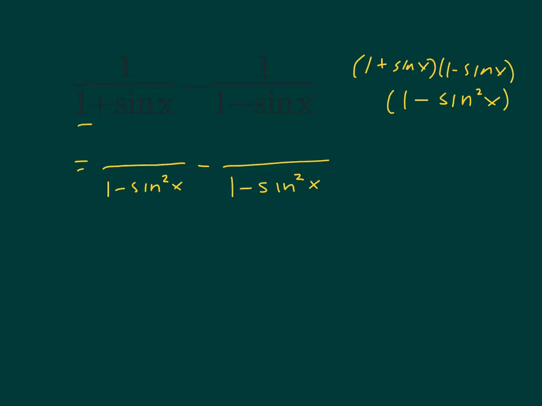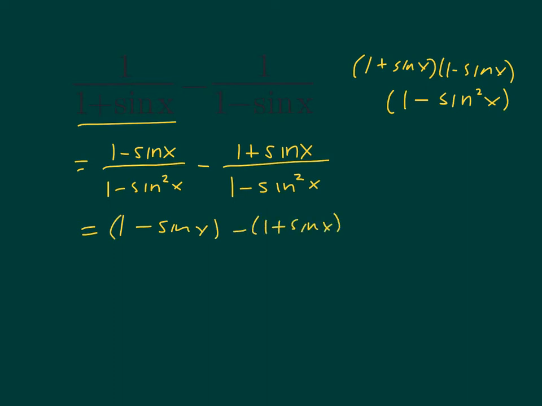Okay, since we had to multiply 1 plus sine x times 1 minus sine x to get the new denominator, we multiply 1 times 1 minus sine x. And the same thing here, since we multiplied 1 minus sine x times 1 plus sine x, we've got to multiply the numerator times 1 plus sine x as well. And so that gives 1 minus sine x minus 1 plus sine x over 1 minus sine squared x.